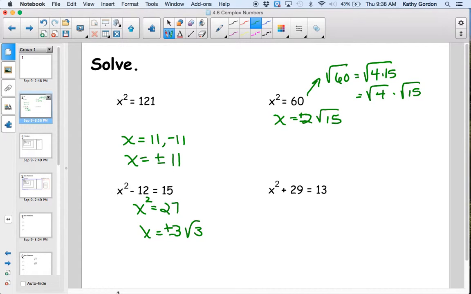Okay, so if we add the 12 over to get the x squared by itself, we end up with 27. When we take the square root of it, 27 has a perfect square factor of 9, so we have to simplify that to plus or minus 3 square root of 3.